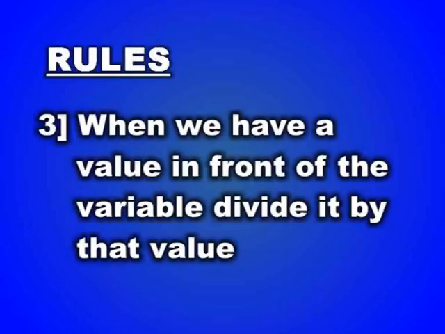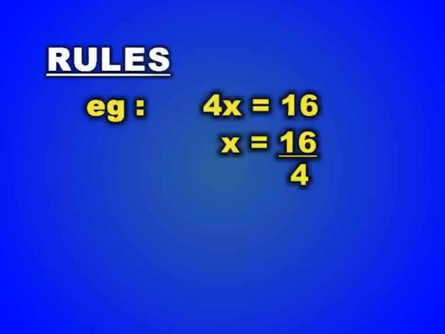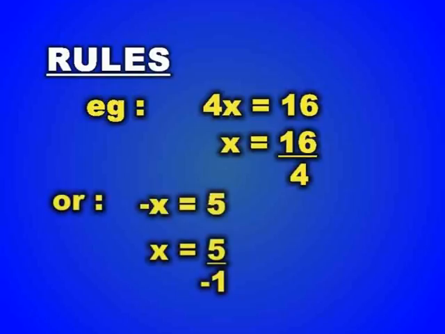Rule 3. When we have a value in front of the variable we are trying to calculate, we divide by that value. Example, 4x is equal to 16. That means that x is equal to 16 over 4. Or negative x is equal to 5. That means that x is equal to 5 over negative 1, which is equal to negative 5.